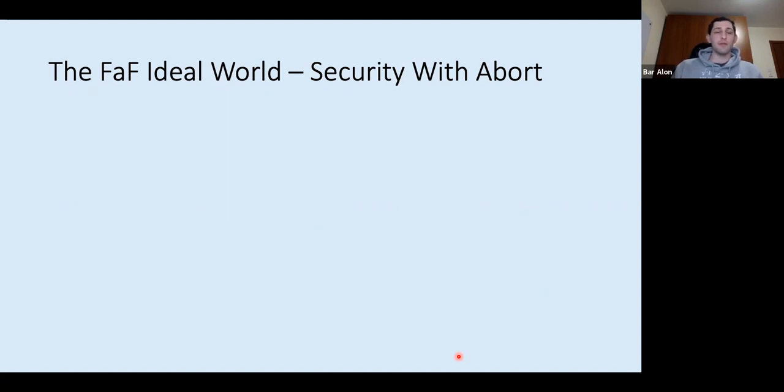If you remember, in the classical definition, security with abort was a way to disregard fairness. It reveals the output to the adversary, and then the adversary decides whether or not to reveal the output to the other parties. So how do we define it in FAF terms?